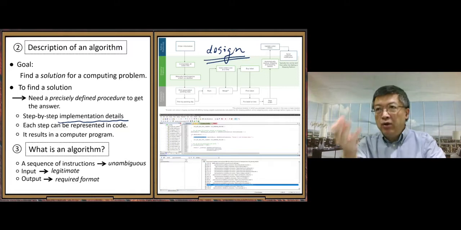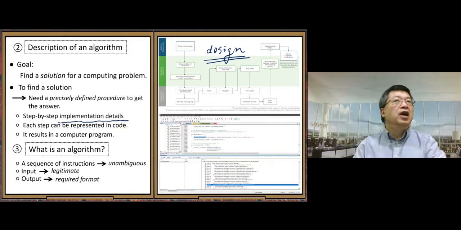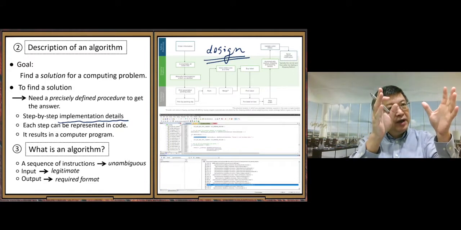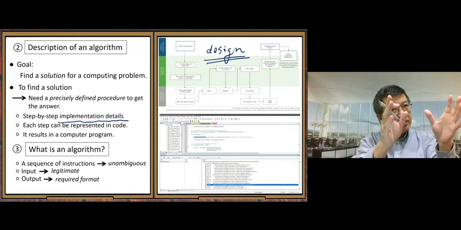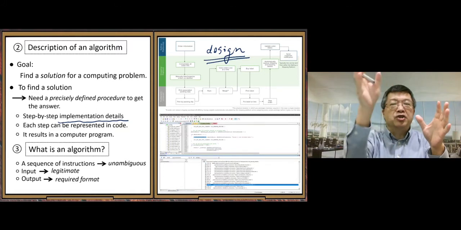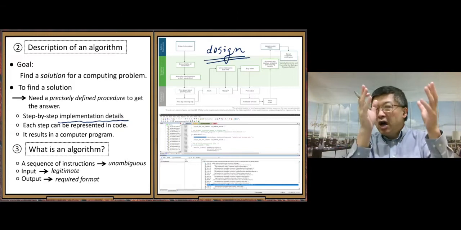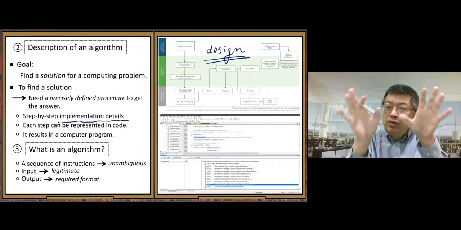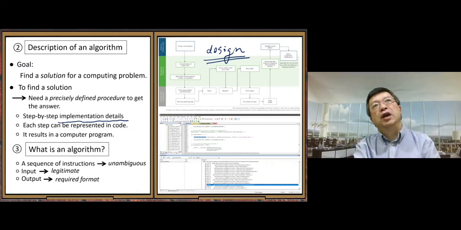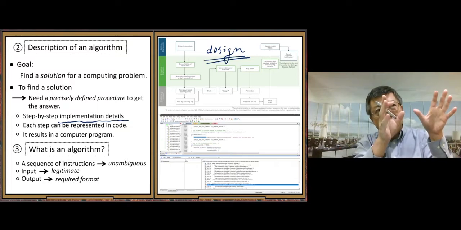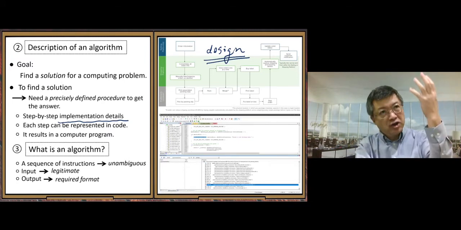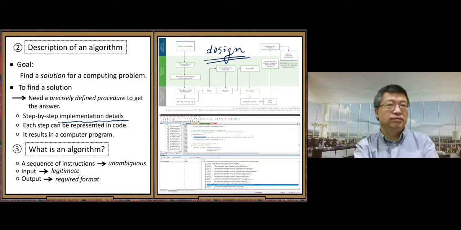Think about a typical real-world situation. Suppose in your company, you need to provide a solution for a real-world computing problem for your customers. Your customers, they want certain type of output result. So then you need to make the output satisfy the required format that your customers want, right?